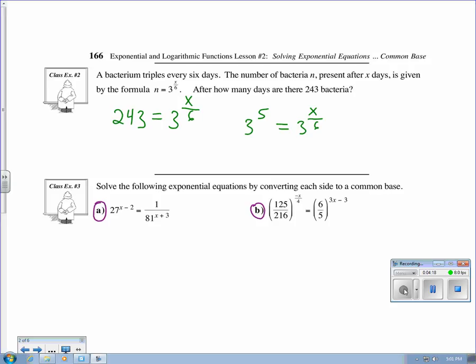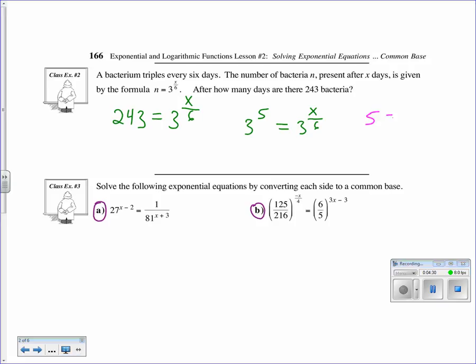So playing around on my calculator a little bit, I found out that 3 to the 5 is equivalent to 243, which means I now have powers which have the same base, which allows me to set their exponents equal to each other. And now I'm looking at a nice junior high question where what number divided by 6 is equal to 5, and that's 30. We've got 2 more examples to try with the similar skills. Can you try out A and B, and I'll catch up to you.